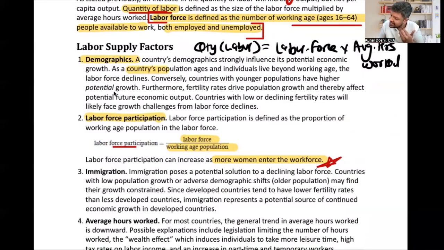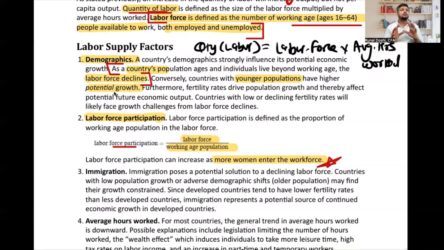As a country's population ages and individuals live beyond working age, the labor force declines. Yes, the labor force will decline if the majority of the population are in the non-working zone. They are retired. Okay, like Japan or Germany. They have a huge population which is now on the retired side, right? But on the other side, countries like Saudi Arabia and India, they are said to have a huge amount of younger population, which will help their growth.